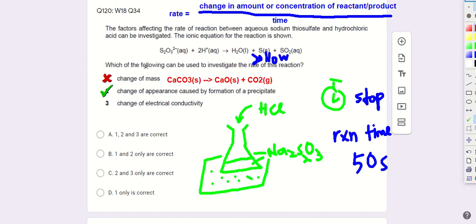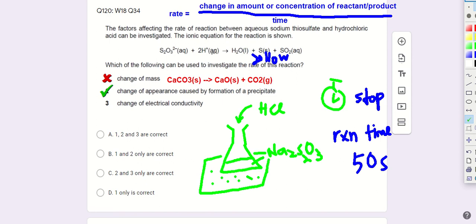Now let's look at number three. Number three is actually a bit new to you. You have to think a little bit outside of the box. Change of electrical conductivity. Most of you probably have not thought of this. You can learn more about this one in A2 also. We have a chapter called reaction kinetics. Now, left hand side, I have thiosulfate ion, I have acid. These two ions carry charges.